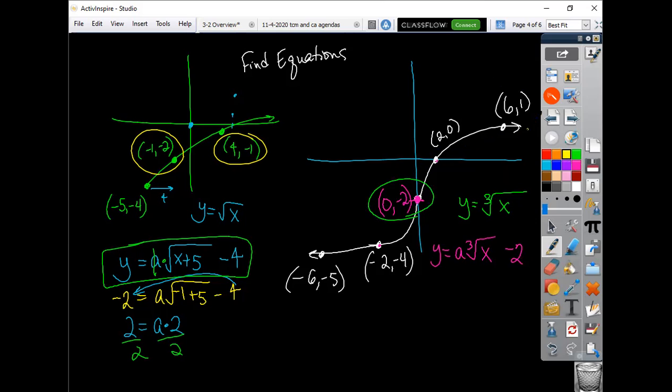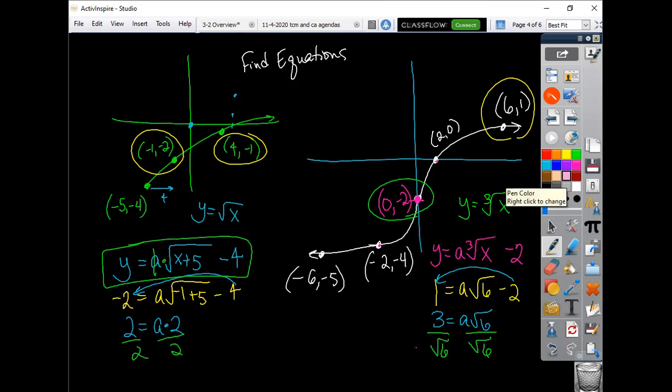I'm going to stay over here to the positives. I'm kind of liking this 6, 1. The 6 is your x. The 1 is your y. And then we'll solve this. So if we solve it, add that 2 over. Divide by that square root of 6.